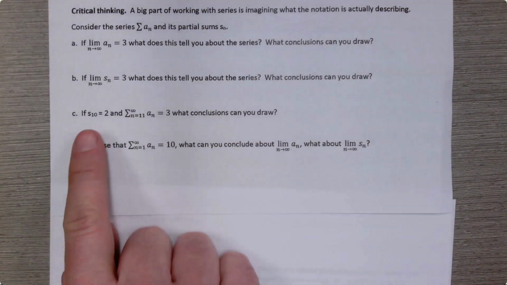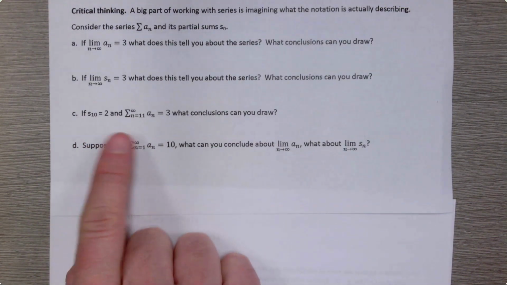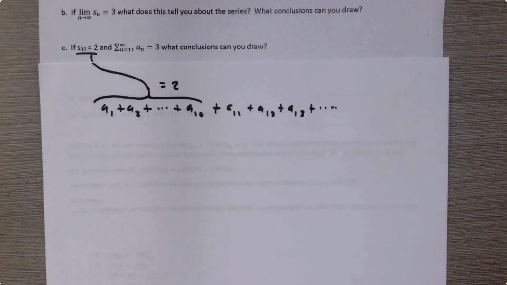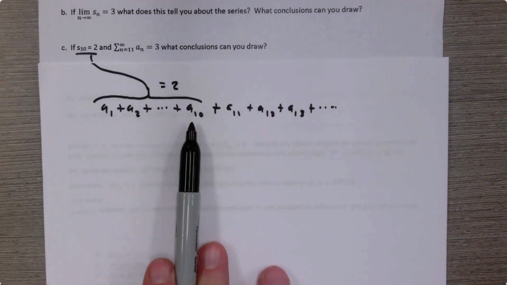Okay, this one says that the 10th partial sum is 2, and this summation equals 3. What conclusions can we draw? So let's imagine it. The 10th partial sum being equal to 2 is just saying that the first 10 things added up are 2.